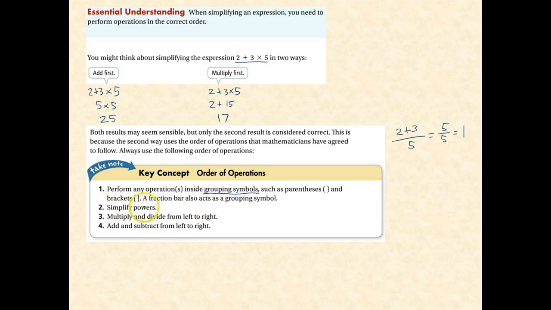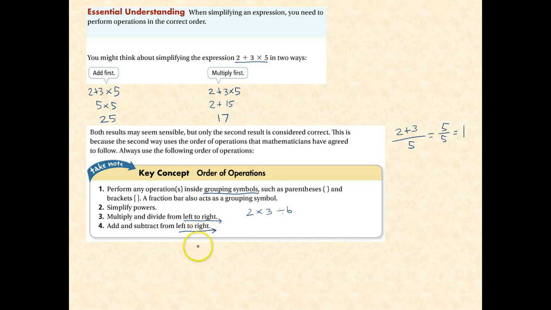Second thing we do is simplify powers. The third thing we do is we multiply and divide from left to right. So that means that if there's 2 times 3 divided by 6, we're not going to do the 3 divided by 6 first. We're going to do from left to right. 2 times 3 is 6, and then we'll divide by 6. And then we're going to add and subtract from left to right also.